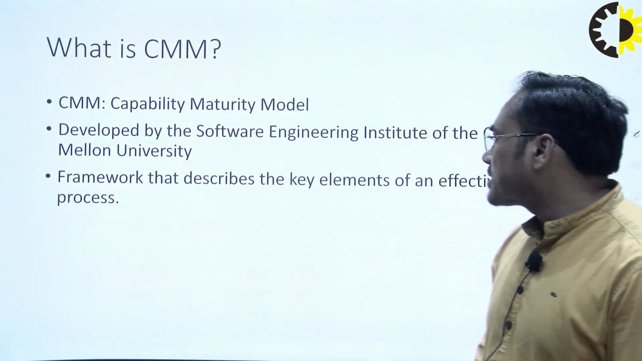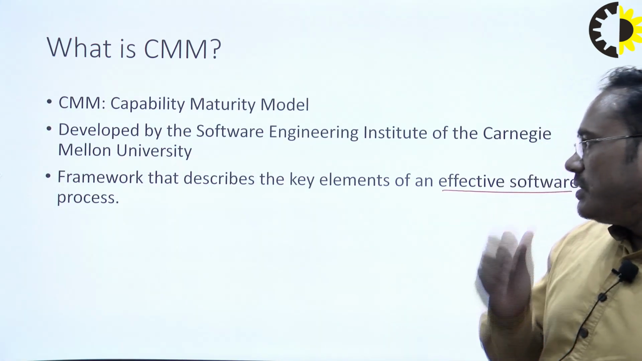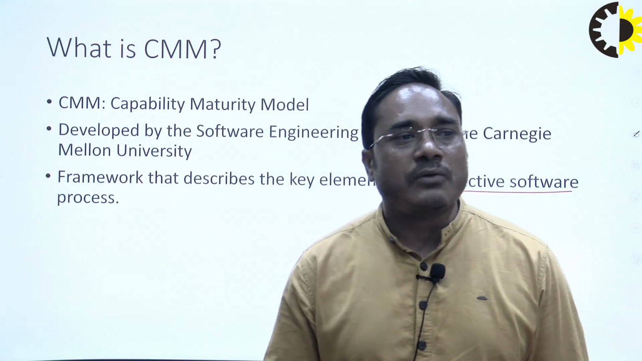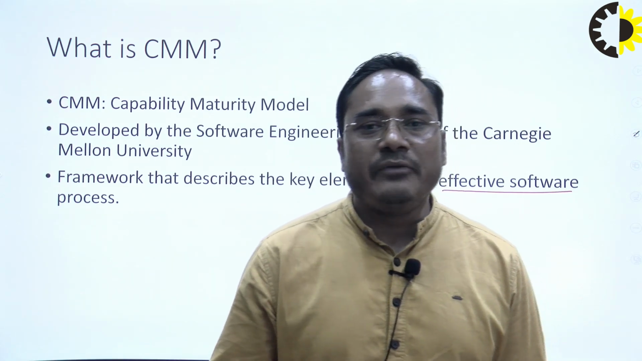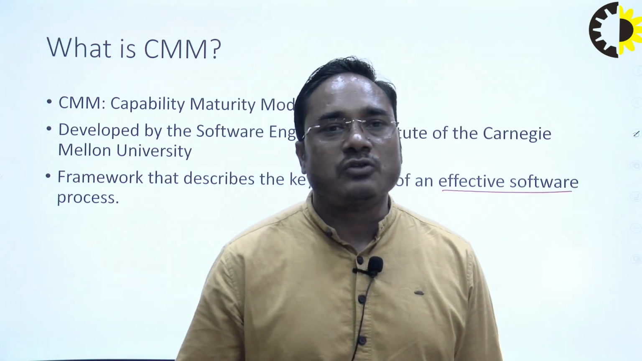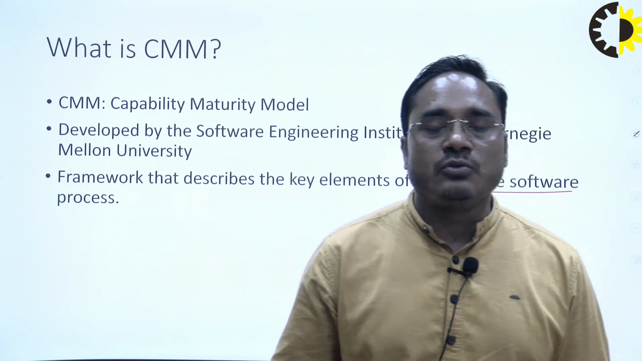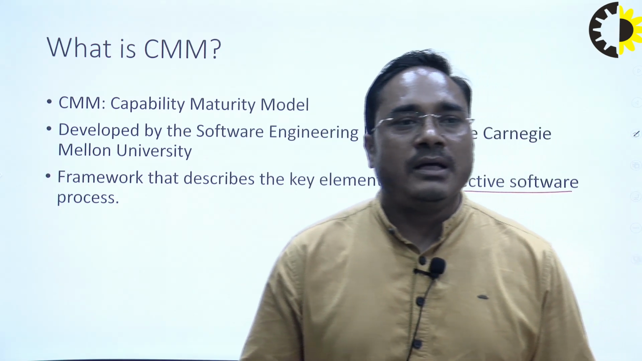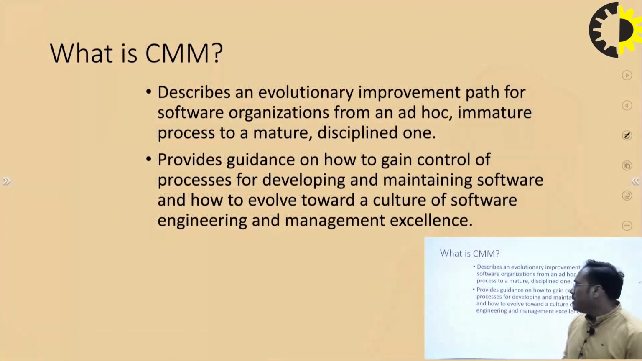It is a framework that describes the key elements of an effective software process. So our target is to design a framework that calculates the effective software process. How the effective software process will happen, one by one, through which we are going to check the phases of the software. On the basis of that, it will be easy to calculate the cost of the software, and it is easy to implement the software. This is the most important point where we calculate the effective process of the software. So basically this is the CMM.